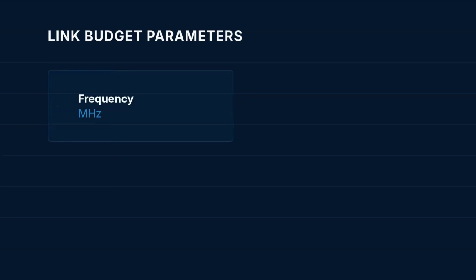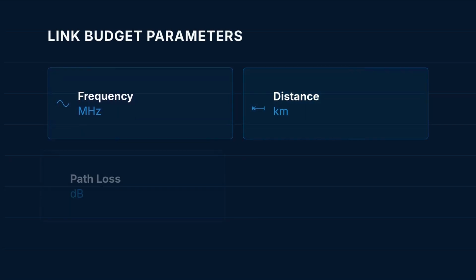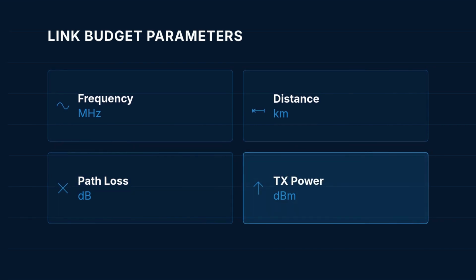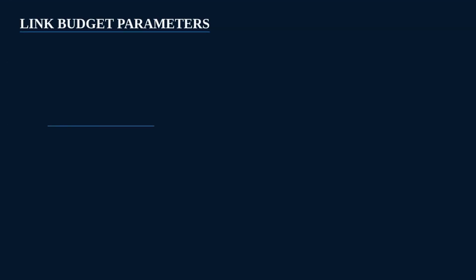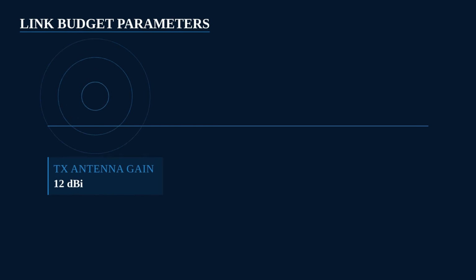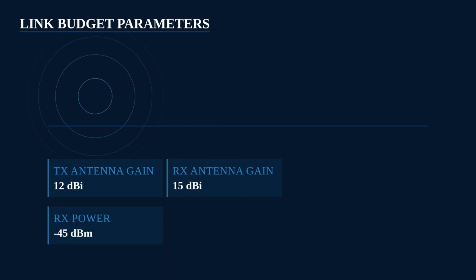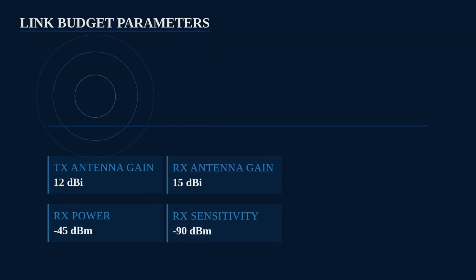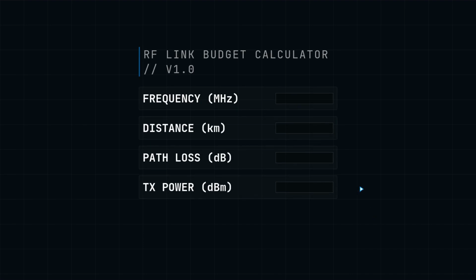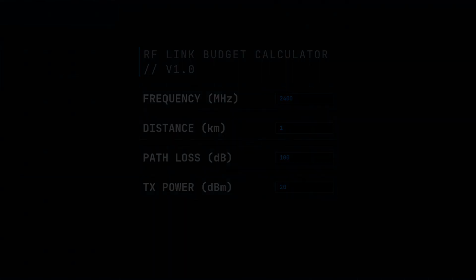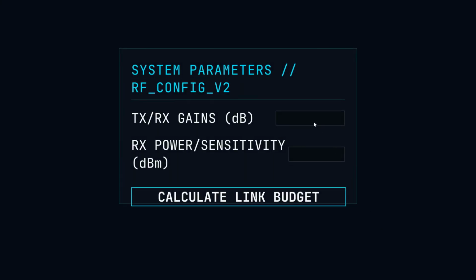The input fields are frequency in megahertz, distance in kilometers, path loss in dB, TX power in dBm, TX antenna gain in dBi, RX antenna gain in dBi, RX power in dBm, and RX sensitivity in dBm. Let's work through an example. I'll enter 2400 MHz for frequency, 1 km for distance, 100 dB for path loss, 20 dBm for TX power, 2.15 dBi for both TX and RX antenna gains, and 10 dBm for both RX power and RX sensitivity.